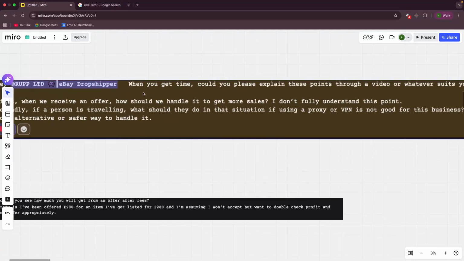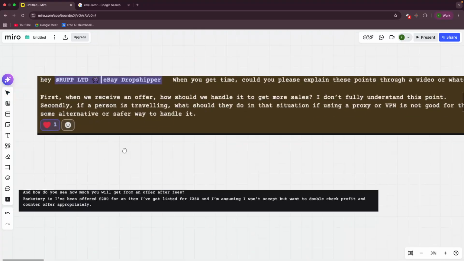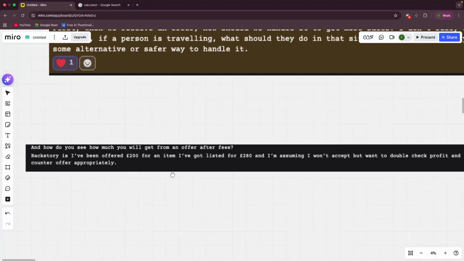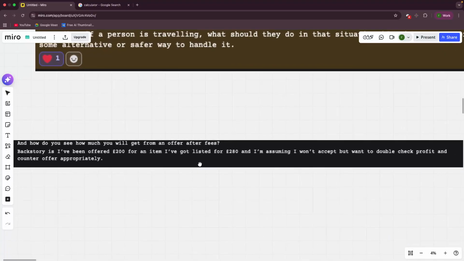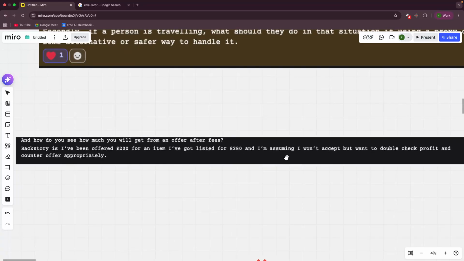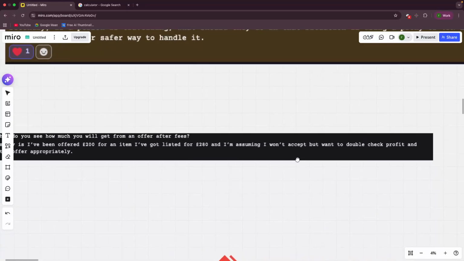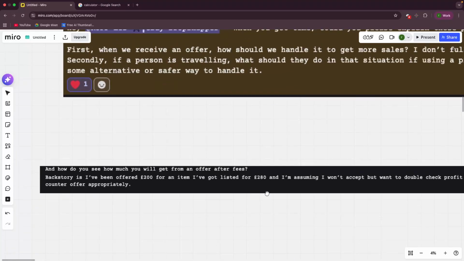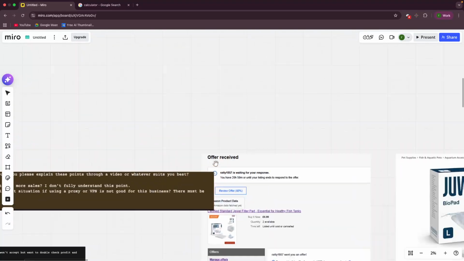And then another person said, if I can scroll down, he said, how do you see how much you will get from an offer after fees? Backstory is I've been offered £200 for an item I've listed for £280, and I'm assuming I won't accept, but want to double check profit and counter offer appropriately. So we'll start with the offer first.